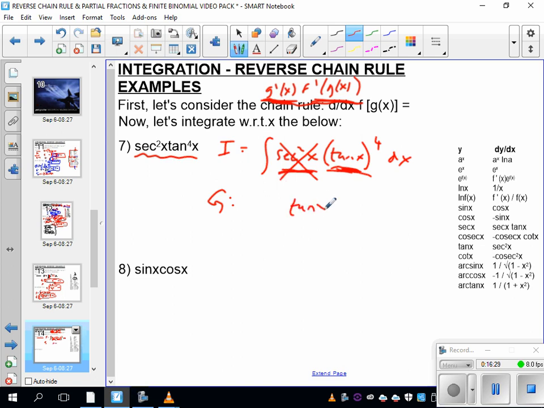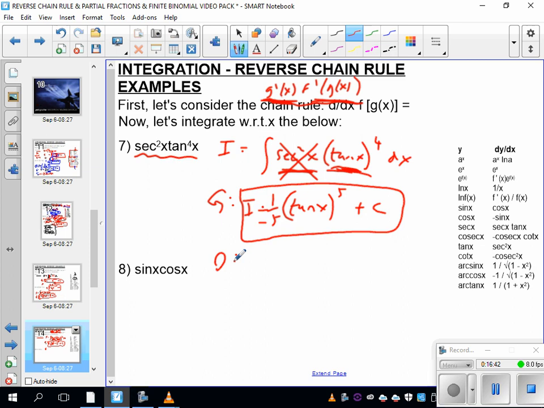I raise it to the power by 1 and then divide by a new power plus c. Okay? Put a box around it, equals signs. And what do? I differentiate it to check. So notice all I did was I added 1 to that and divided by it, right? So if I check, if I differentiate this, the 5 pops down. That cancels, that's great. So that becomes tan x to the 4.